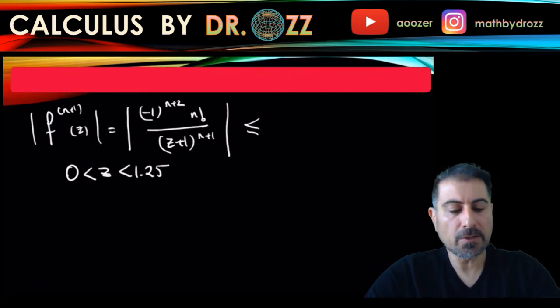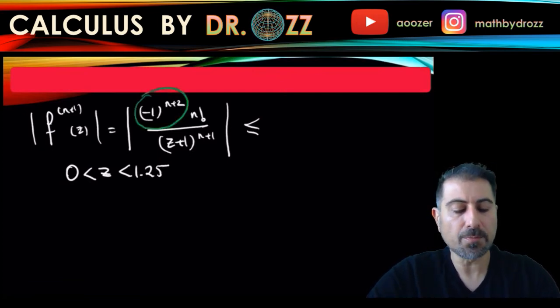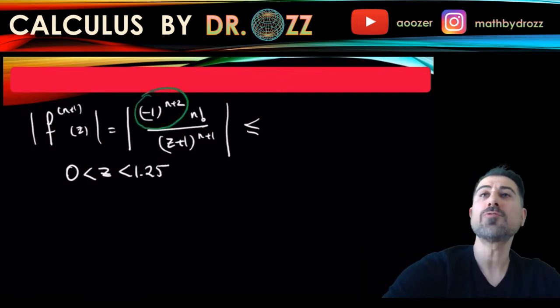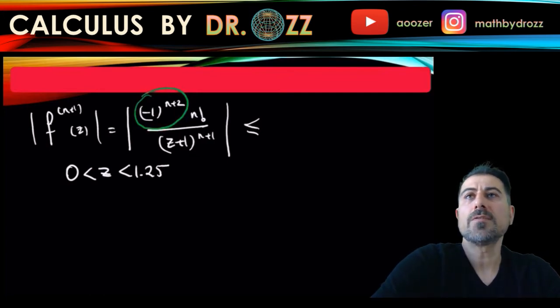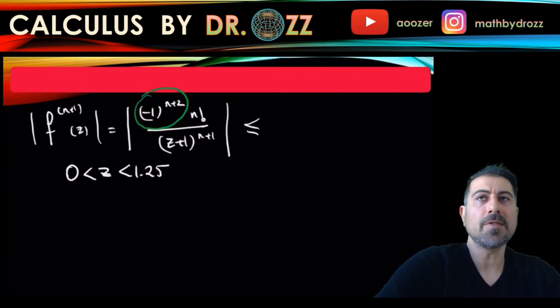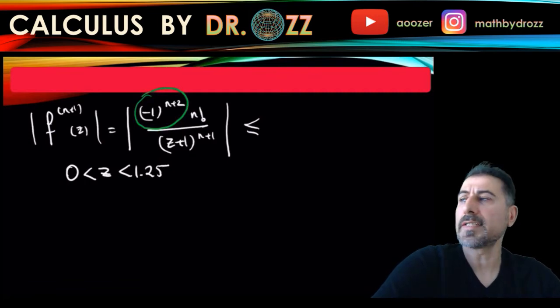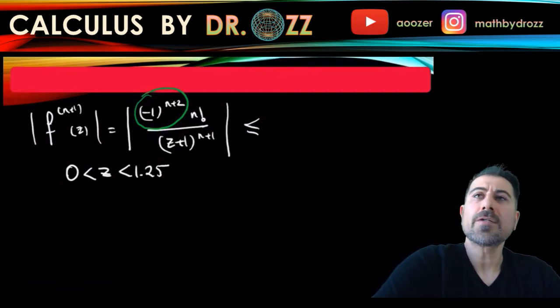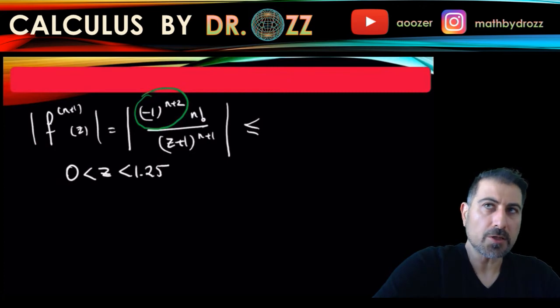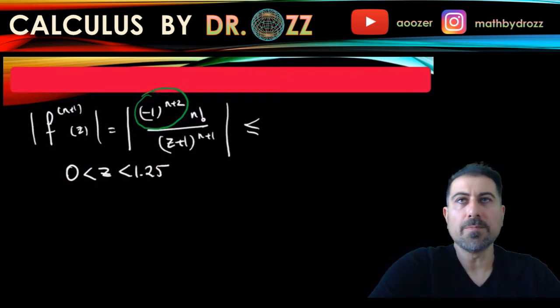Well, first of all, the alternation is going to be absorbed by the absolute value, because (-1) to the power of n plus 2, for any n, is going to be either -1 or +1. So since we take the absolute value, it's going to disappear. And we have n factorial and then (z plus 1) to the n plus 1.